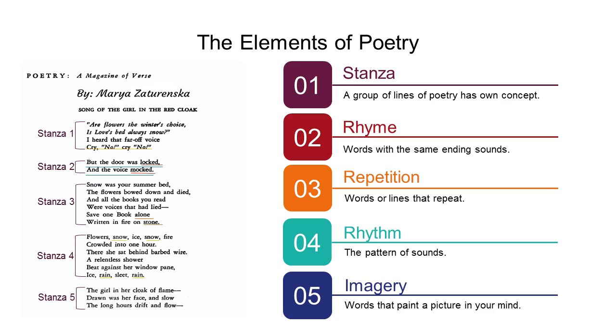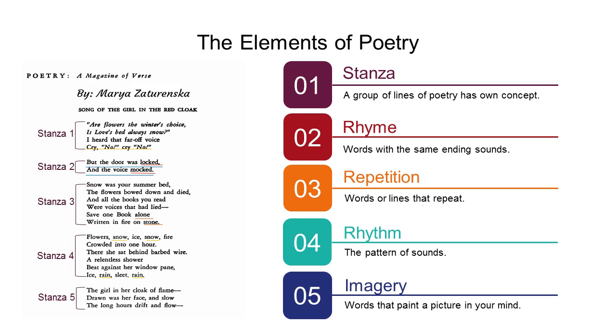Okay, the second is about the elements of poetry. There are 5 elements of poetry, including stanza, rhyme, repetition, rhythm, and imagery. And now I would like to explain these elements. The first element is stanza. A stanza is a group of lines of poetry that has its own concept.